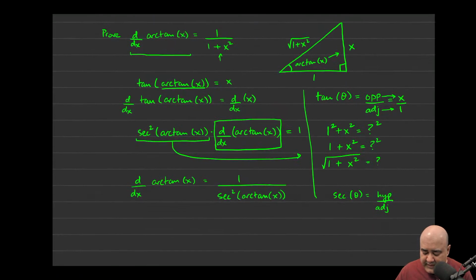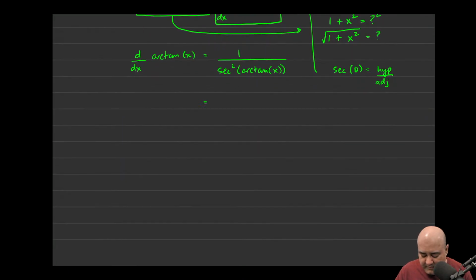So looking at our triangle, the hypotenuse is this quantity, square root of 1 plus x squared, and the adjacent side is simply 1. So secant of arctangent of x will be the hypotenuse, 1 plus x squared inside of a radical, over the adjacent side, which is 1. But remember, I'm not looking for just secant of arctangent of x. I have to square that answer because I'm looking for secant squared of arctangent of x. So this answer needs to get squared.